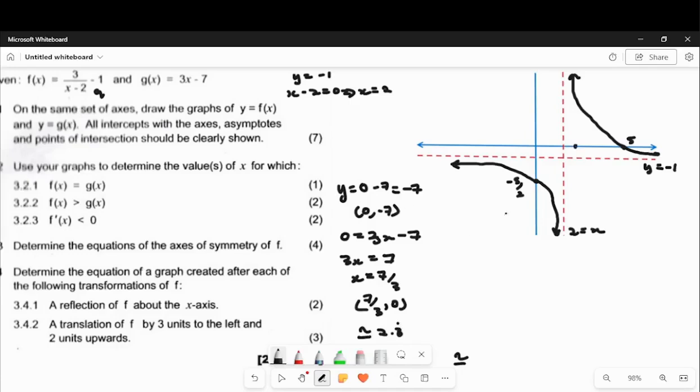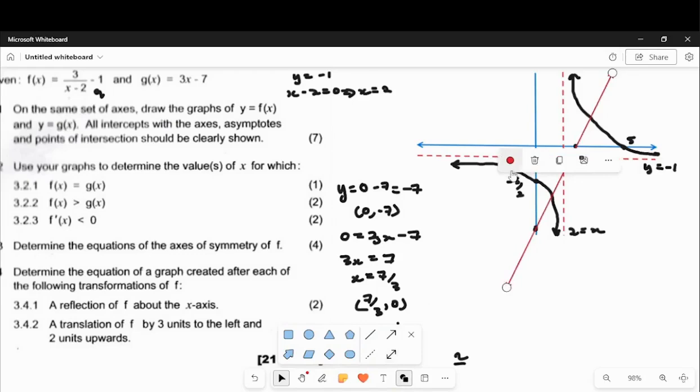And then this other one is negative 7. So that was negative 2.5, then negative 7 is somewhere there. And then the function g of x is a straight line function. Let's cross that.